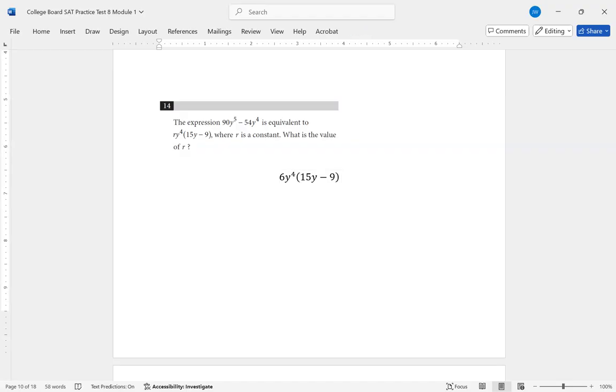6y to the fourth times 15y minus 9. And so what we're saying here is that the r value, which is what we're asked to find, has to be 6. So the r value has to be 6, and that's the answer to question 14, 6. So that's question 14.